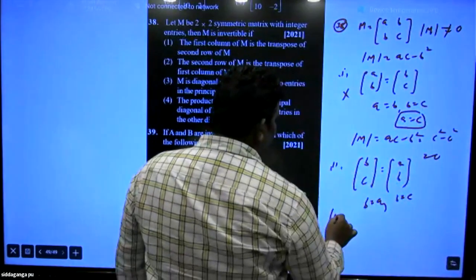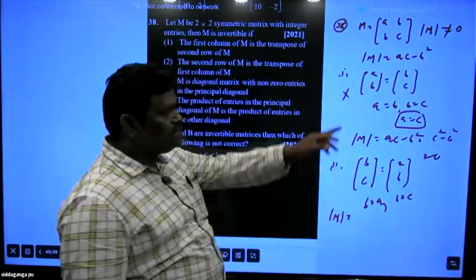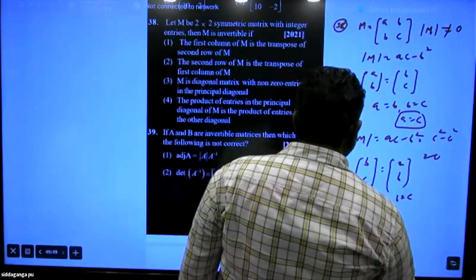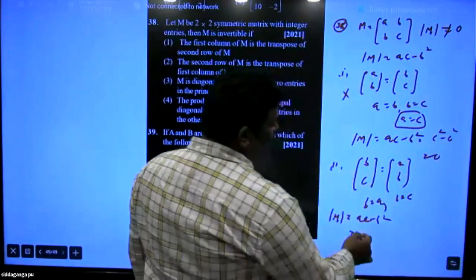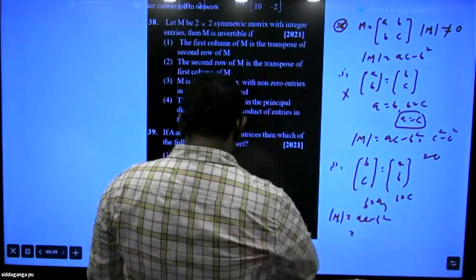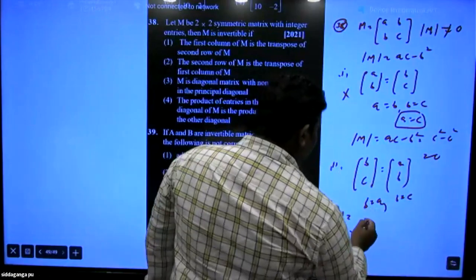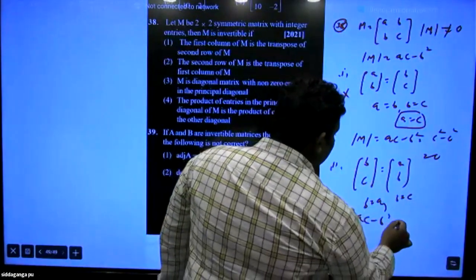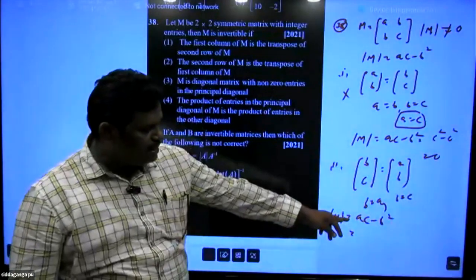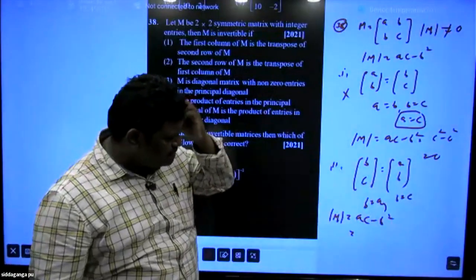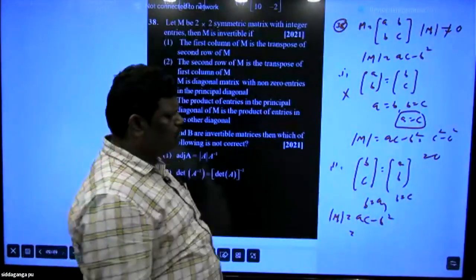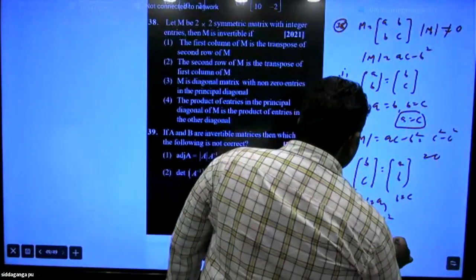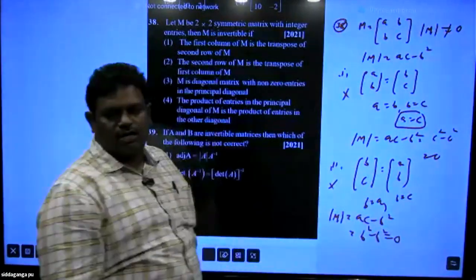We compare the determinant of M. They have given that the determinant of M is not equal to 0, but if you get 0 here, again, what would we have done? AC minus B square. Here we can write AC minus B square. Replace the C value with B, and A is equal to B, C is equal to B. So this value is B square minus B square. This is also 0, so this is also not satisfied.